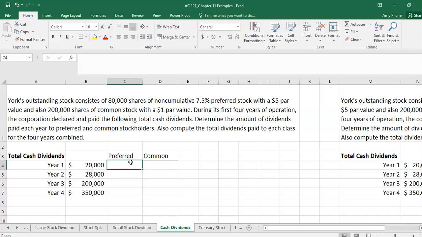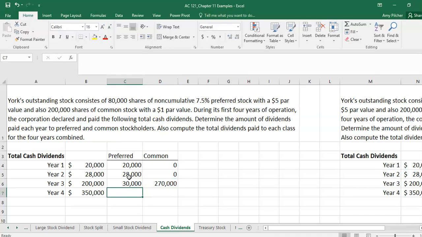in year one, we have a cash dividend of $20,000. Because our preferred shareholders have a $30,000 dividend, they get 100% of that $20,000, and there is none left over for the common shareholders. This also happens in year two. Because the preferred shareholders get the first $30,000 of any dividend, they get all $28,000 in year two, and the common shareholders get nothing. In year three, they get their $30,000 and the common shareholders get the remaining leftovers.